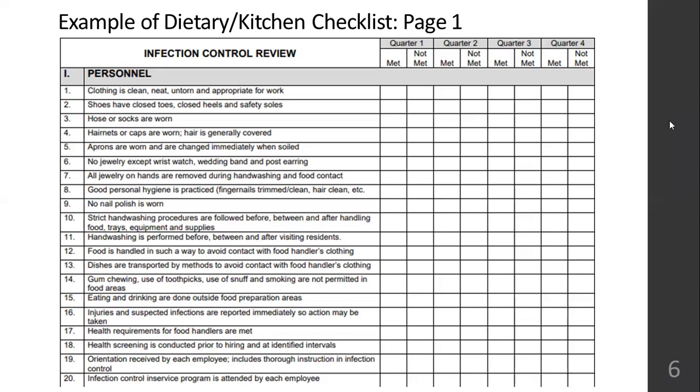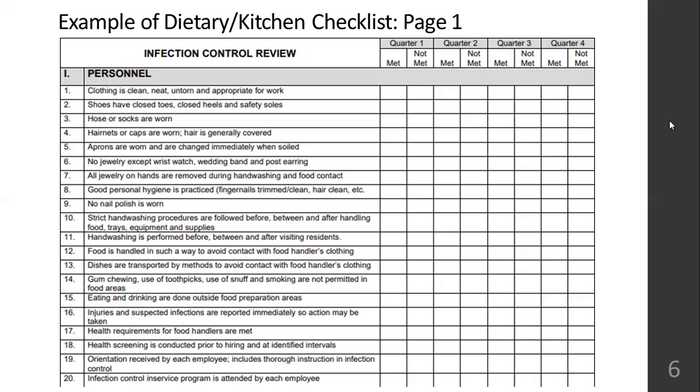Hand washing is performed before, between, and after visiting residents as well. When you're going to give something to the patients who have placed an order, before going you have to wash your hands, deliver the food, come back, wash your hands, and then rejoin the work.